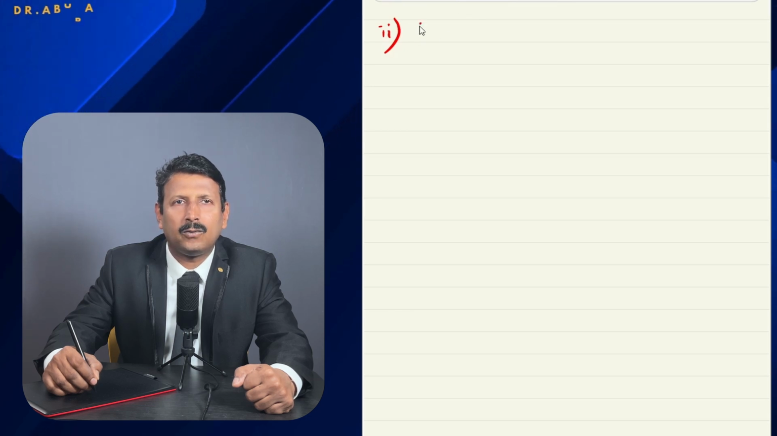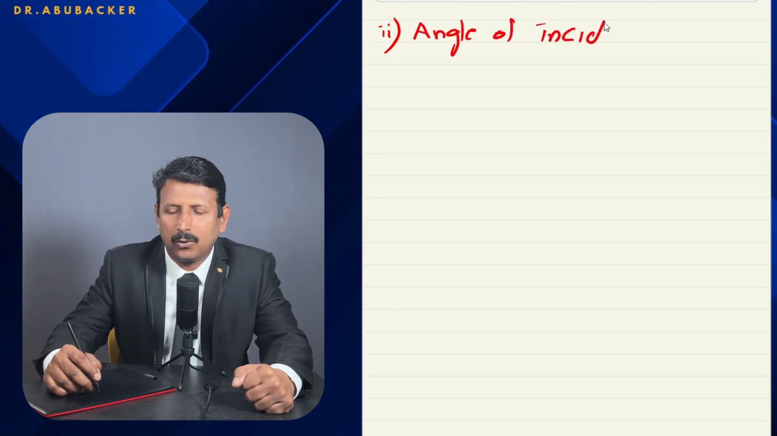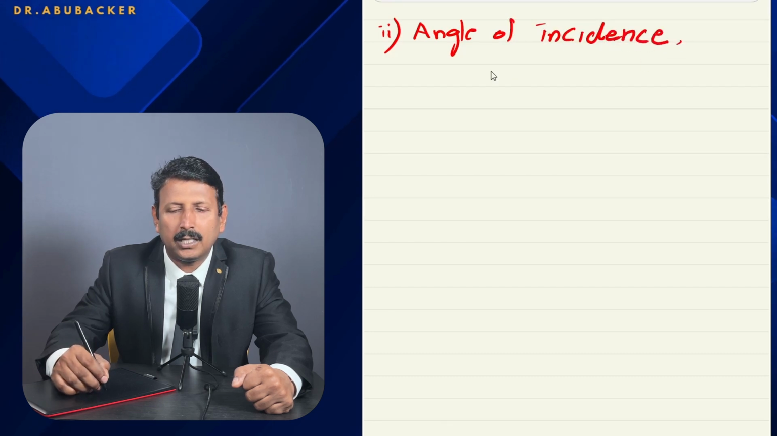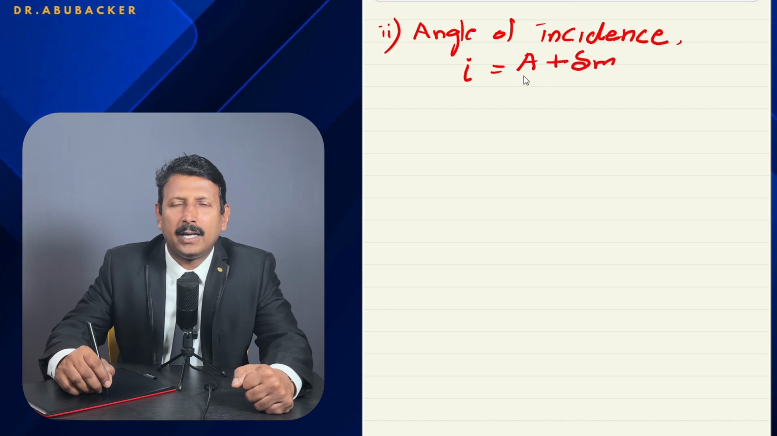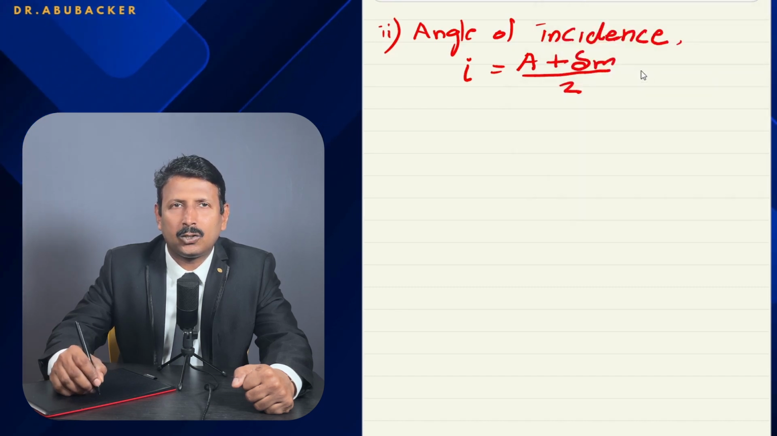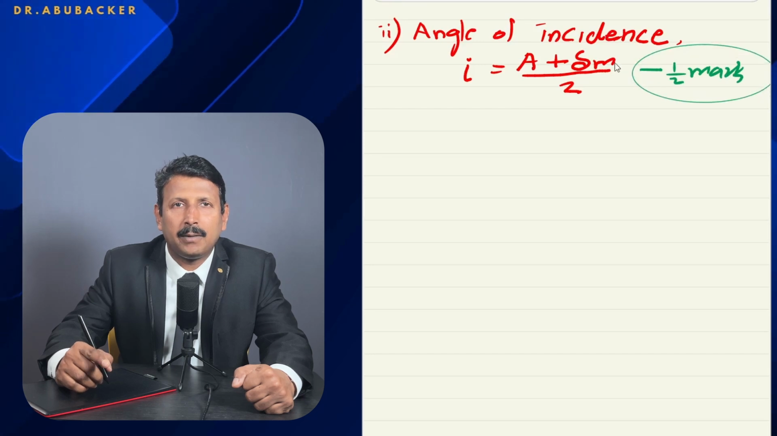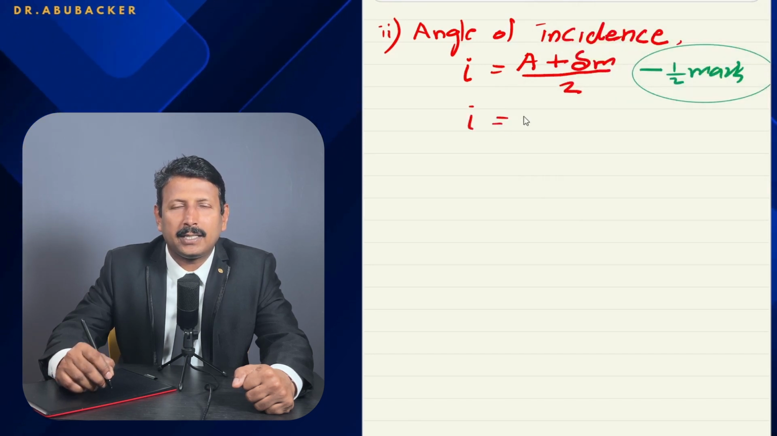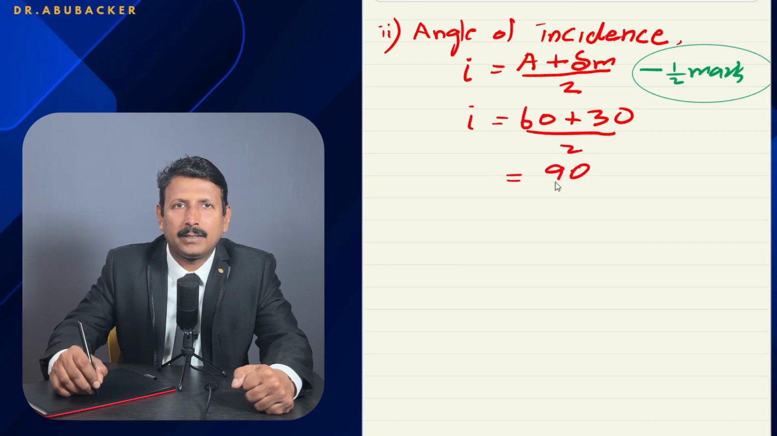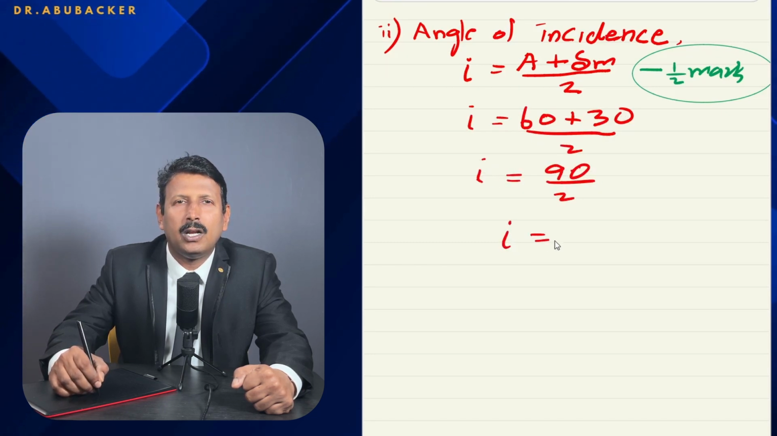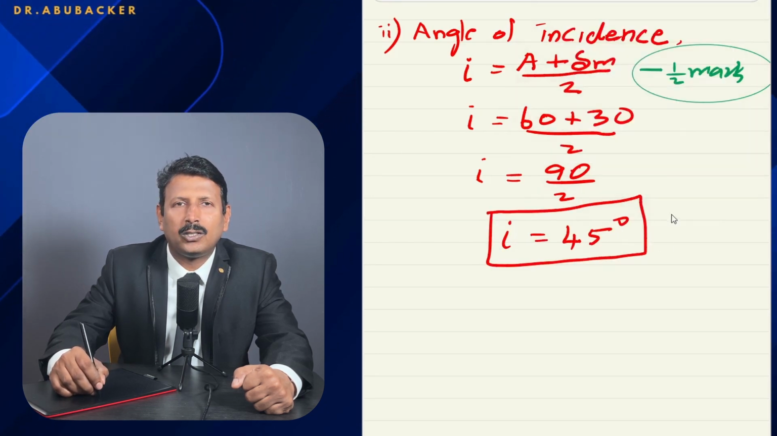And the second part, what is it? There is an angle of incidence calculation. If you remember the derivation of the prism, you can easily write the angle of incidence equation: i is equal to (A plus delta m) by 2. Otherwise, in the previous equation, the numerator part is sin i by sin r in the actual equation, and in place of i it was (A plus delta m) by 2. Substitute now: i is equal to 60 plus the calculated delta m, 30, by 2. So 90 by 2 is equal to 45. So angle of incidence i is equal to 45.